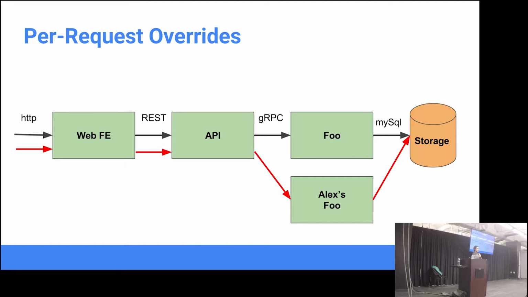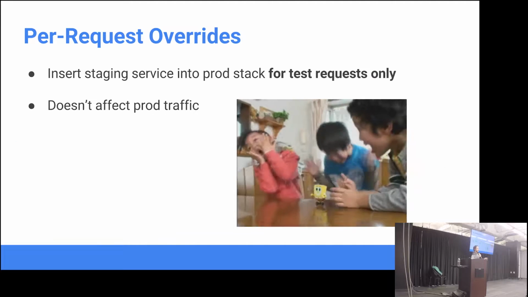And so we can have these special requests that you issue as a tester that go through the regular prod front-end, API service, but then instead of going to the regular prod foo service, they take the alternate path and go through your staging service. And so these test requests let you test what the prod infrastructure would look like had you deployed your service. But regular, normal user-facing traffic is completely unaffected.